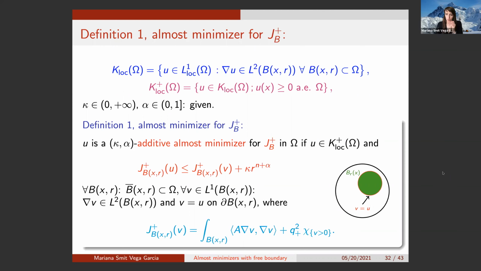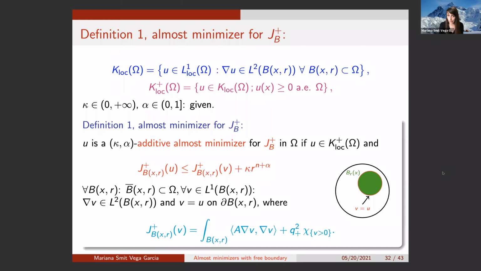And I have a picture here maybe to help us. I know there's a lot of formulas on this page, but the idea is simple. You have your domain, pick a ball which is completely inside of your domain. If you have any other function V that is equal to your candidate U on the boundary of that ball, you need to be able to compare the energies. So the energy of the almost minimizer has to be less than or equal to the energy of the other function, plus this error that depends on the radius of the ball. That is why we have the additive almost minimizers. And here the energy for the one phase problem is the one that does not include the set where our function is less than or equal to 0.